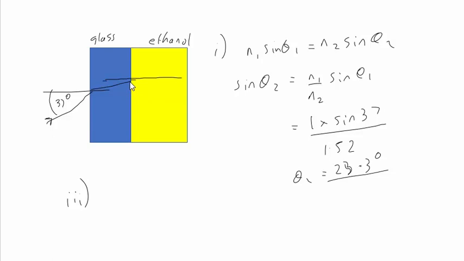So what will happen, the light will speed up as it enters the ethanol from the glass, but not as much as if it was going into air. So what we'd have here is the ray of light bending away from the normal slightly, but this angle here would have to be less than 37 degrees.